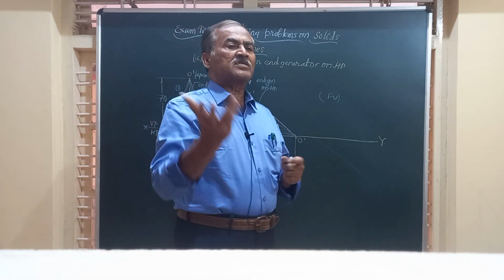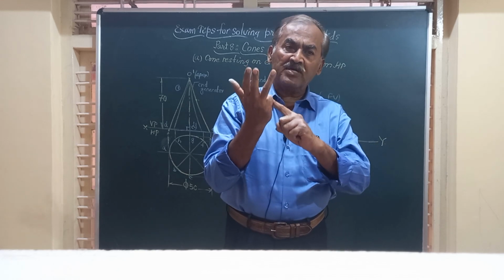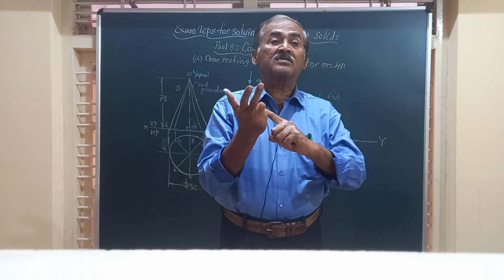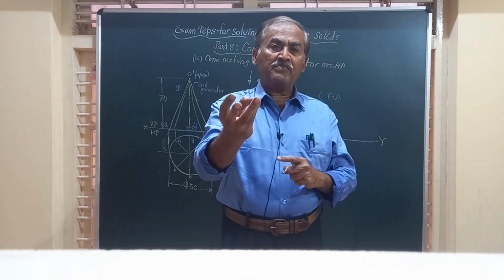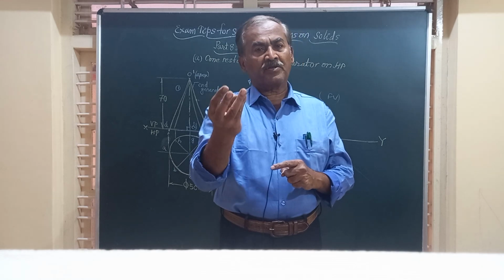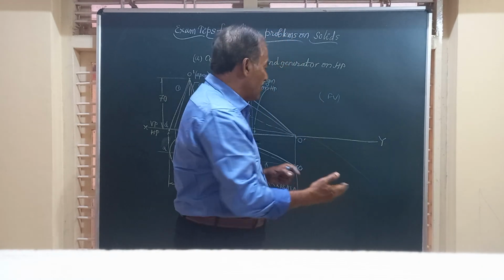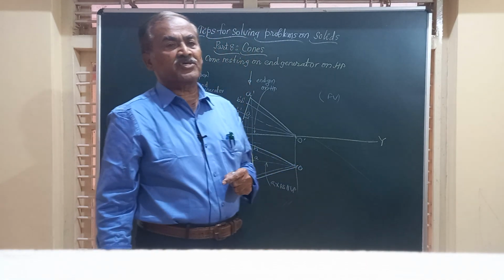So for all the solids, whenever the axis appears to be inclined to VP or the top view of the axis is inclined to VP, in these two cases, whether you have a prism, a cylinder, a pyramid, or a cone, whatever it may be, you have to redraw the second top view as it is at the given inclination.